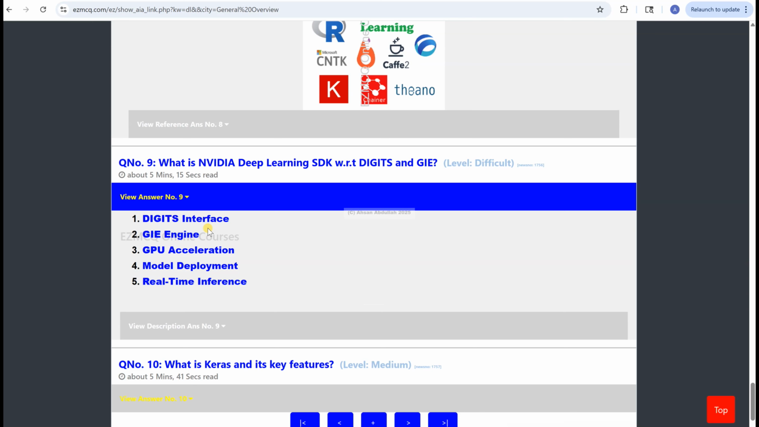What it does is allow users to design networks, visualize the progress in the training, and manage large data sets without actually coding. The benefit is that with DIGITS you can do rapid experimentation using the NVIDIA GPUs. Then there is the GPU Inference Engine, GIE, which I believe is also called TensorRT. That's a high performance inference engine by NVIDIA.